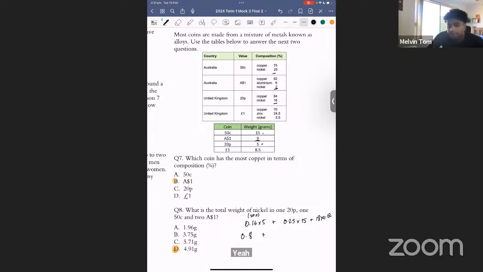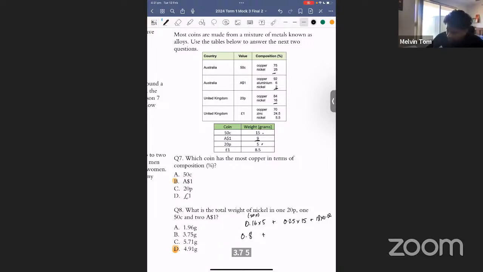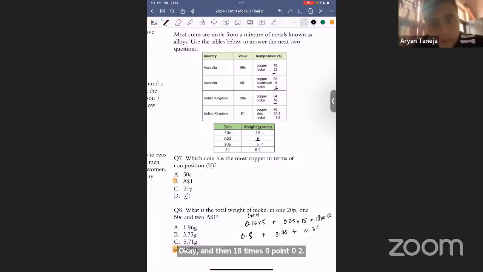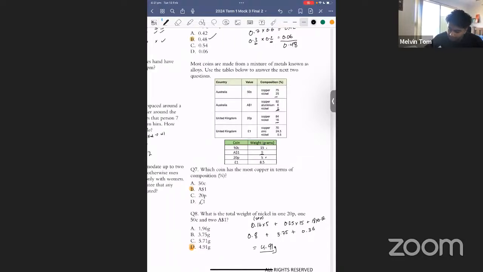0.25 multiplied by 50. By the way, Mustafa, are you here? You've gone silent. 3.75. Sorry? 3.75, is it? Yeah. Okay. And then 18 times 0.02. 0.36. And when you add them all up, you get 4.91 grams. All good? Yep.